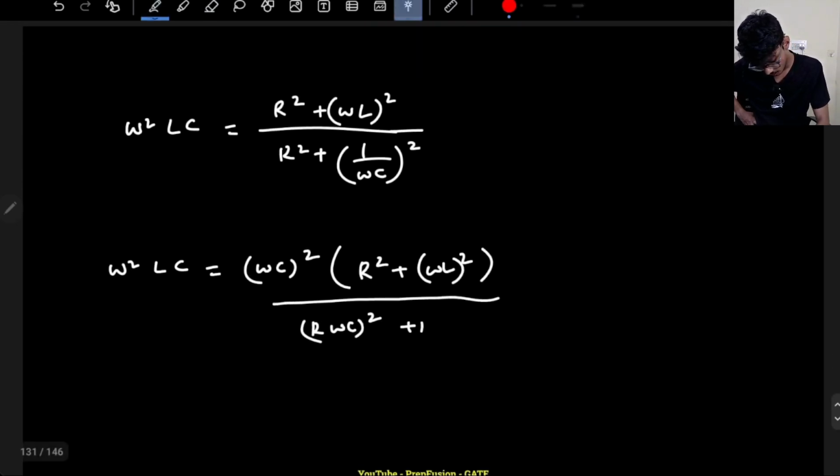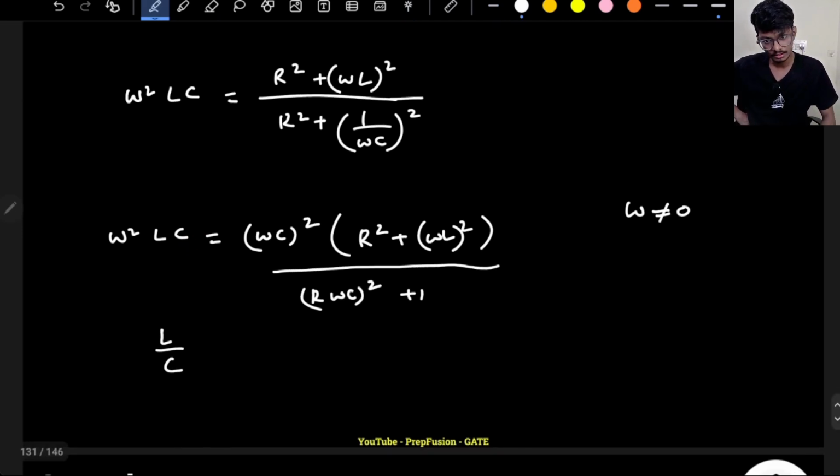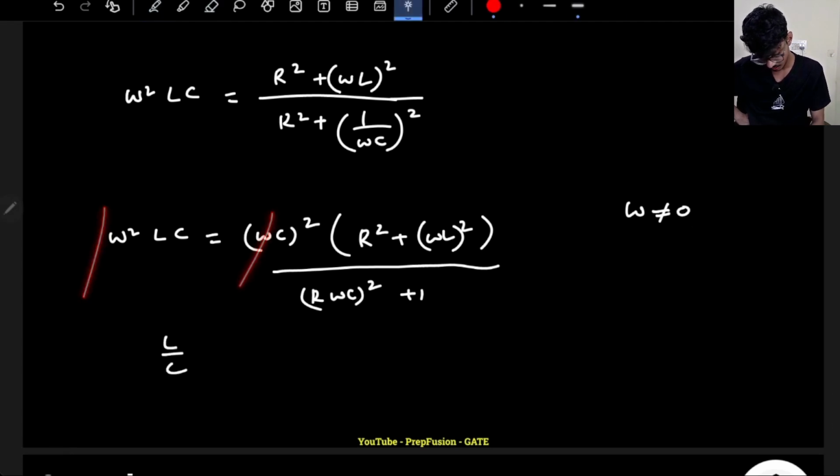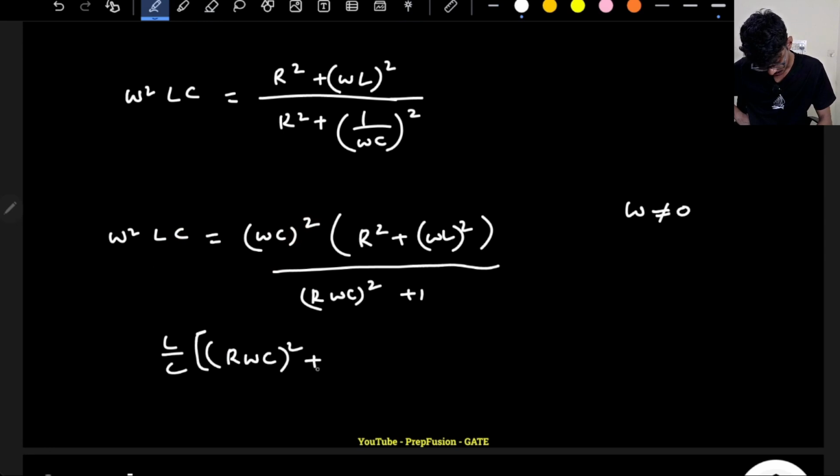So what is happening: omega square and omega square can cancel, and one of the C can cancel, so this will be L by C. The assumption is omega is not equal to 0, only then can I cancel this. If omega is 0, I cannot divide by omega, right? So this is L by C. Then I multiply by R omega C whole square plus 1, and on the right hand side I will have R square plus omega L whole square.